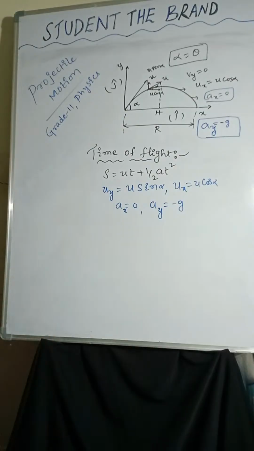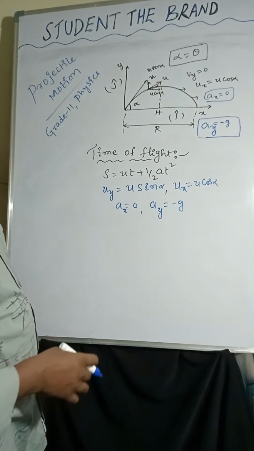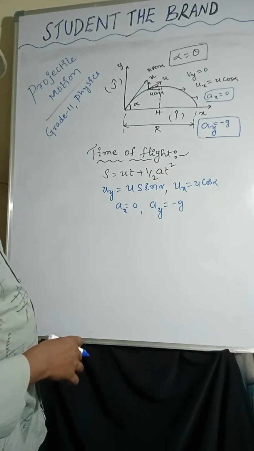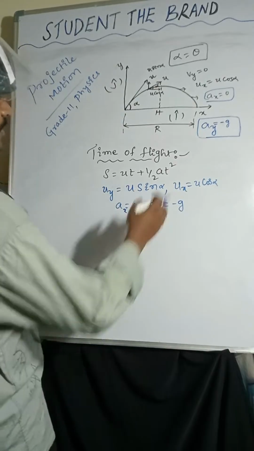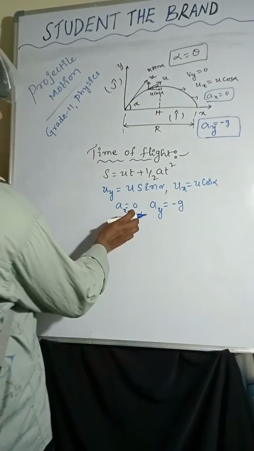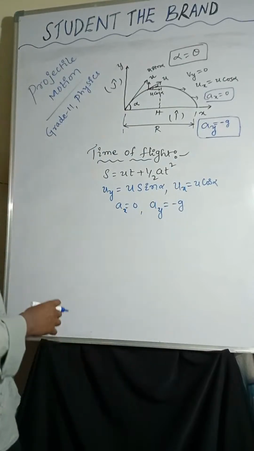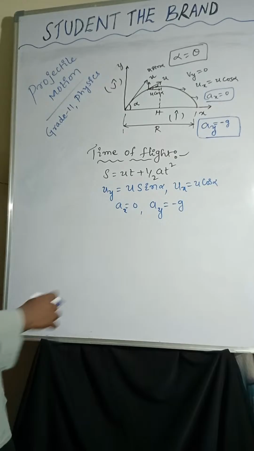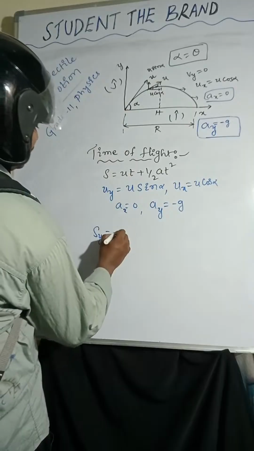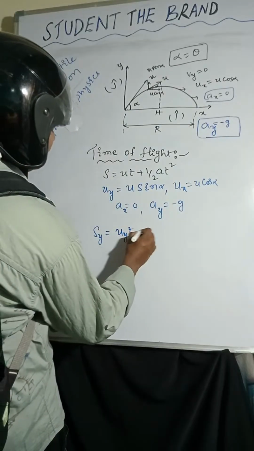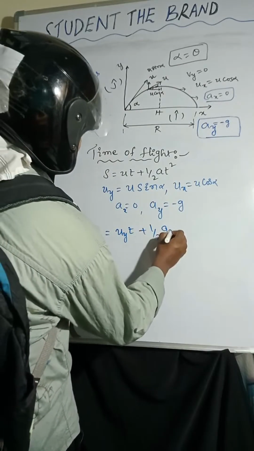Is it clear or not? Observe these conditions carefully and be careful with them. Uy equal to u sin alpha, ux equal to u cos alpha, ax equal to 0, ay equal to minus g. Now sy equal to uy into t plus half into ay into t square.